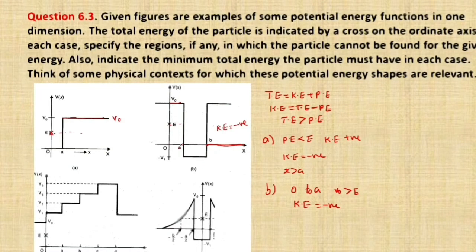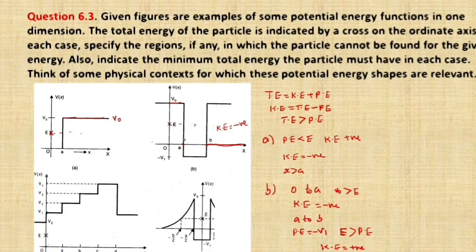Now the region in between A and B, that means A to B. In the region A to B, the potential energy is given as minus V1, right? Potential energy is equal to minus V1 and this is the total energy. So in this case the total energy will be greater than the potential energy. So here kinetic energy becomes what?